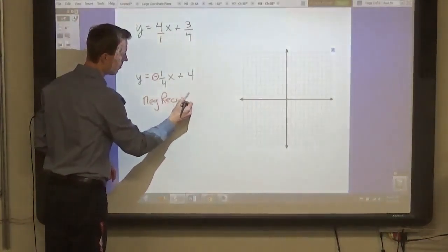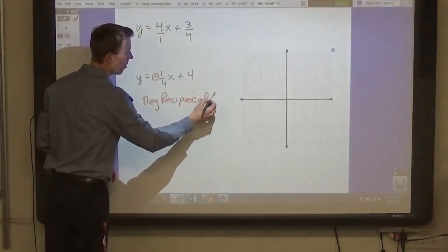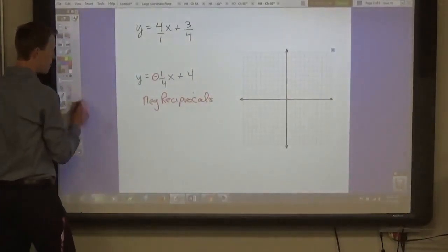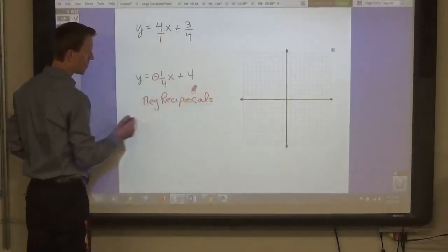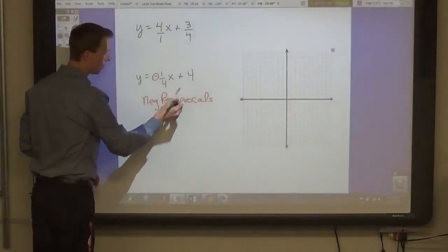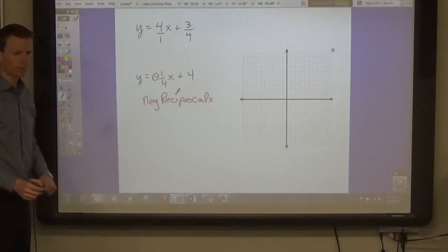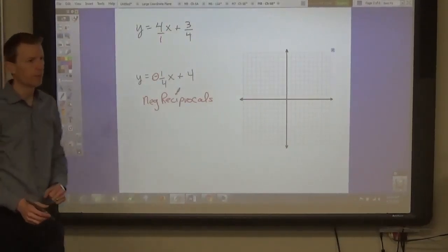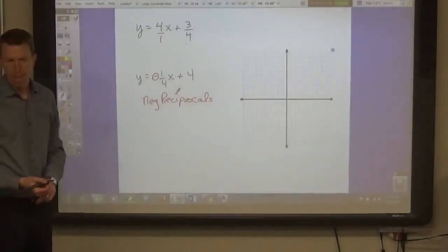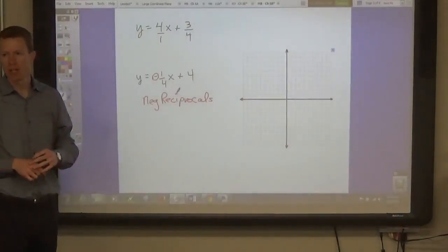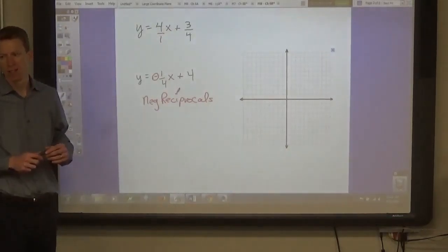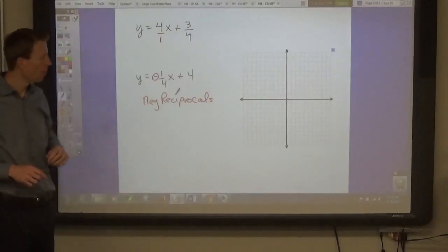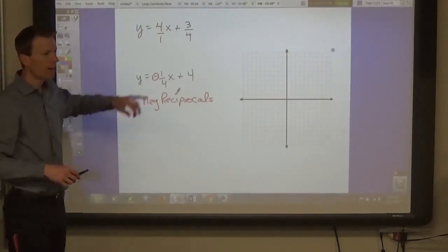What does that mean for the lines themselves? What are these two lines? They intersect at a 90 degree angle. So what's the relationship between the two lines? Are they parallel or perpendicular? They're perpendicular. Yep. Let's graph this one.